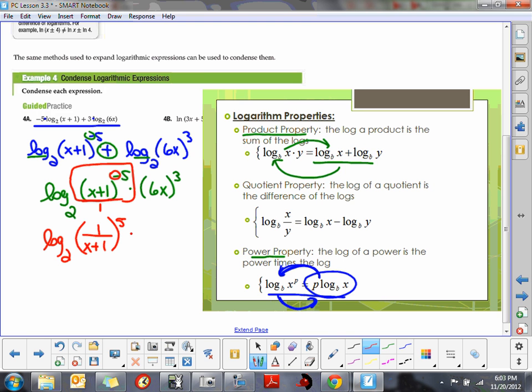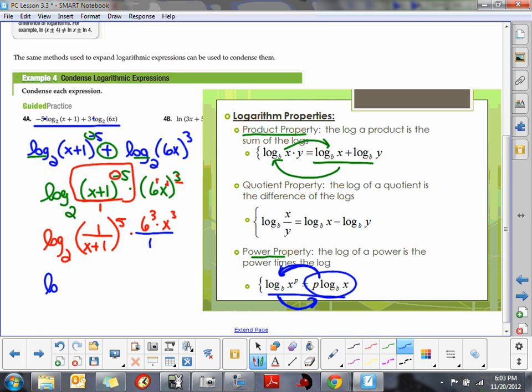We want to take that times 6x cubed. And now I can use the power rule on these. This is going to be 6 cubed times x cubed. Remember, the power rule says anytime you have a power outside of parentheses or a power raised to a power, it's 6 to the first times x to the first. You can raise it: it's 6 to the 3 times 1 and x to the 3 times 1. So now we have an expression that looks like this, and this is all over 1.